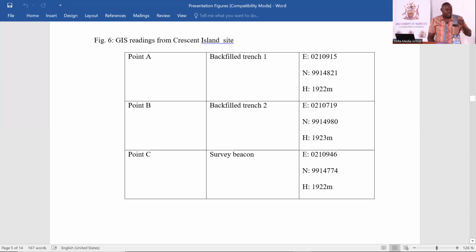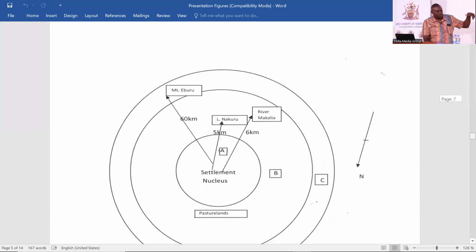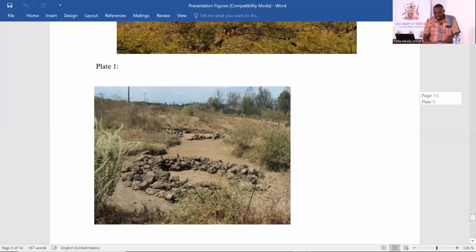But our technician can still navigate and show us now a photo, which will show us where the Crescent Island sites are. There's a photo there, or a plate, we call it a plate in archaeology, whereby there's an arrow and a survey beacon. I don't know whether it's downwards or upward there.